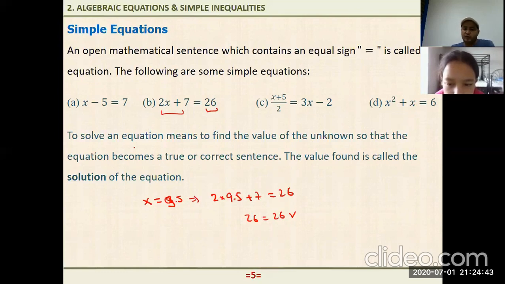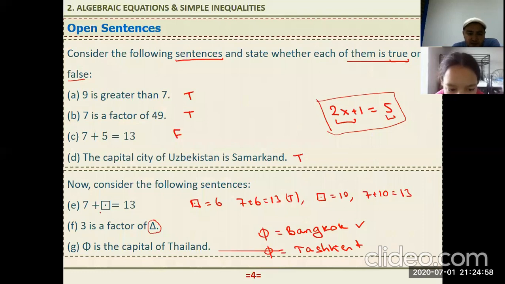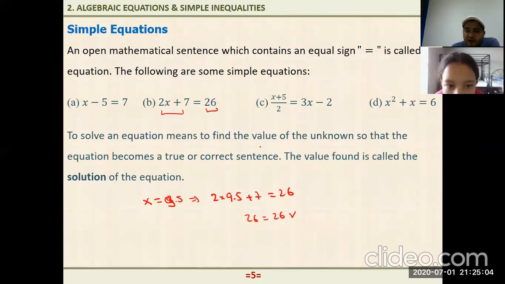So to solve an equation means, what do we mean by solve the equation? It means that we need to find the value of the unknowns. Here x is unknown, x is unknown, x is unknown, right? In our previous slide, this triangle is unknown, this pie is unknown, right? So that means that we need to find the value of the unknown so that the equation becomes a true or correct sentence, okay? The value found is called the solution of the equation. So that thing means here, this 9.5, what is it? That makes this sentence correct, right? True. So we call this solution of this equation, okay?